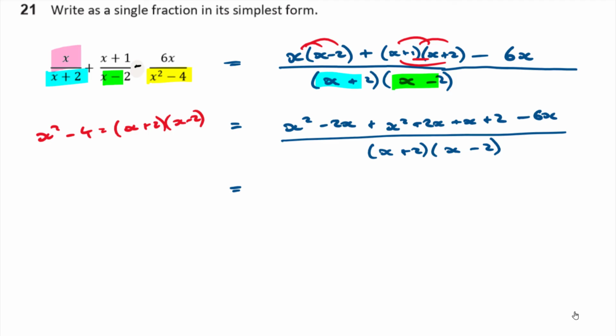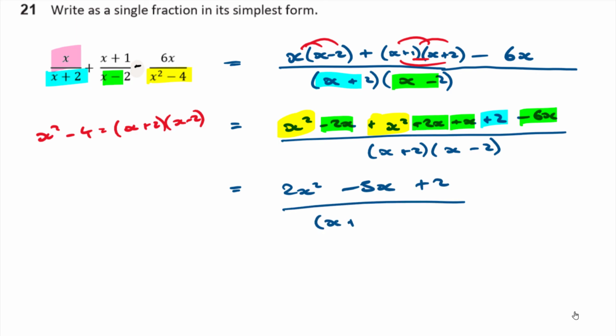Okay, time to collect like terms. I've got 2 terms in x squared, which makes 2x squared. How many terms in x have I got? I've got a minus 2x, a plus 2x, a plus x, and a minus 6x. So what's that? Minus 2x plus 2x cancel, plus x and minus 6x. That makes minus 5x. And then constants, I've got a plus 2, plus 2. And that's all over x plus 2, x minus 2. Okay. Now am I done?